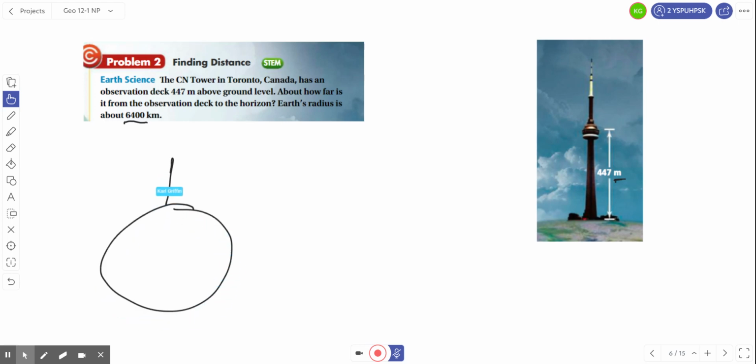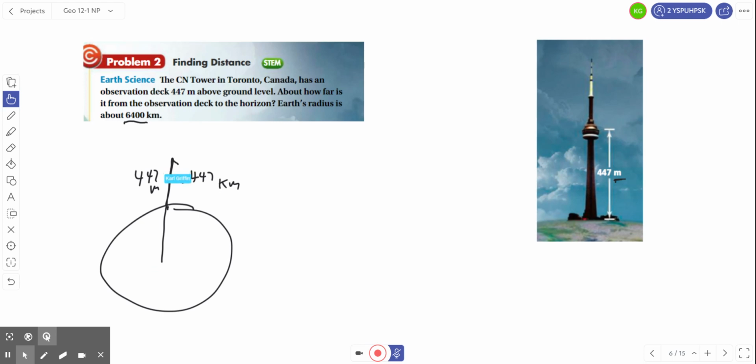So let's draw a picture that is wildly out of scale. Here's the Earth, here's the tower. It's not actually that tall. It is 447 meters, that's meters, which equals 0.447 kilometers. And everything else is in kilometers, so we'll use that.